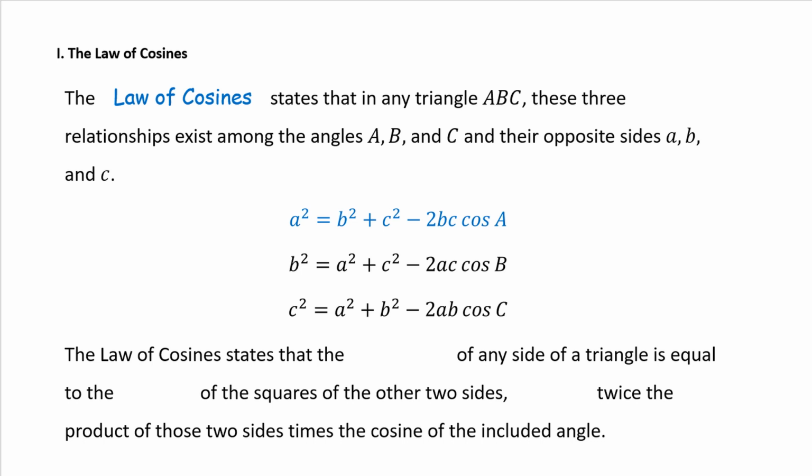The next 2 are just rewriting of those, placing what you need with different variables. B squared is equal to a squared plus c squared minus 2ac cosine capital B. C squared is equal to a squared plus b squared minus 2ab cosine of C. The law of cosines states that the square of any side of a triangle is equal to the sum of the squares of the other 2 sides minus twice the product of those 2 sides times the cosine of the included angle.